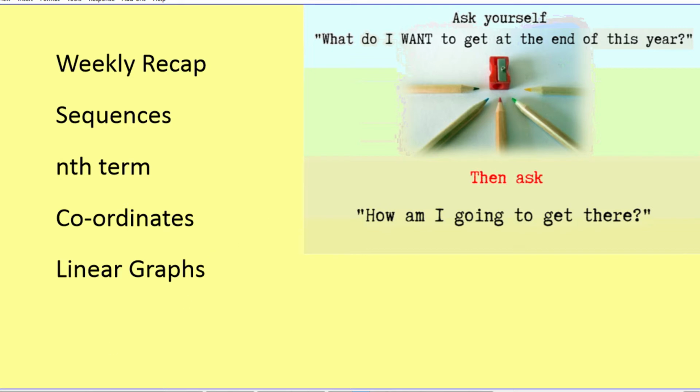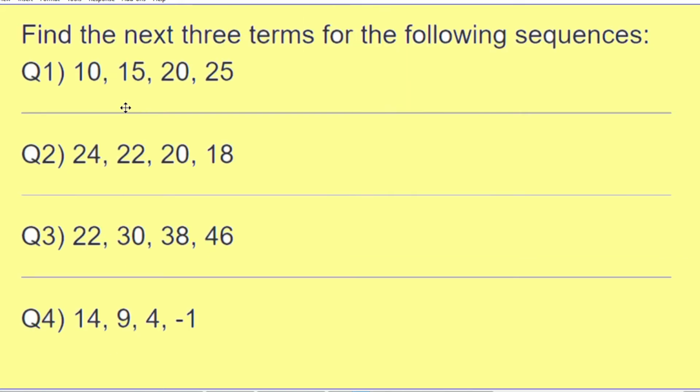Let's begin. Okay, so the first thing we're going to look at is finding the next three terms. So that word term means the next three numbers of the following sequence. So we can see here we're going 10, 15, 20, 25. So we can see the pattern is going up by 5 each time. So we're going to go 25, 30, 35, 40.